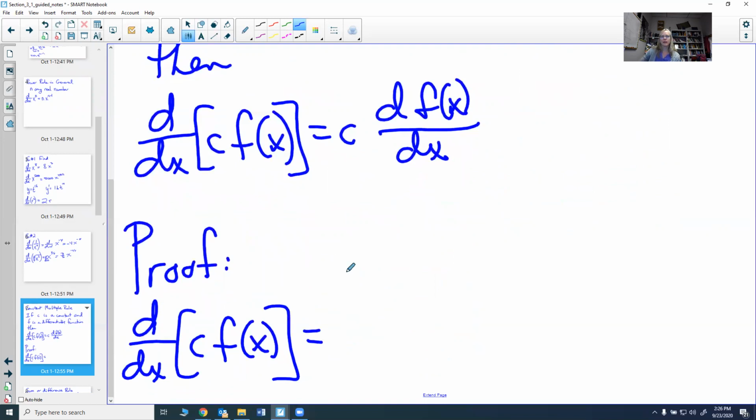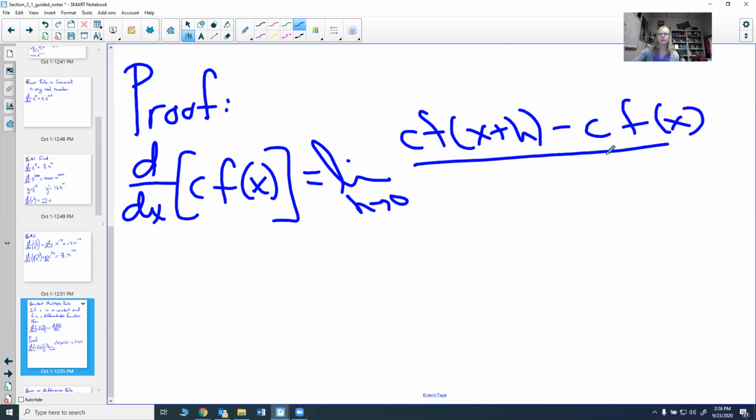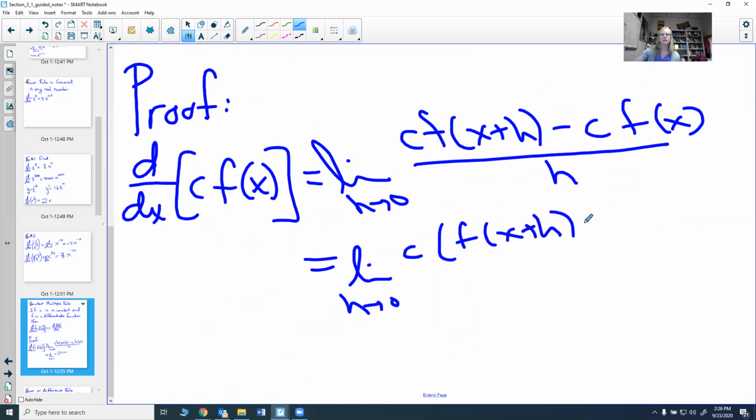And the proof of this would be, again, using my definitions. Limit as h goes to 0 of c times my function of x plus h minus c times my function of x all over h. And one of the things I notice is both of these terms have a c in them. So we can take that c out. So f of x plus h minus f of x all over h.